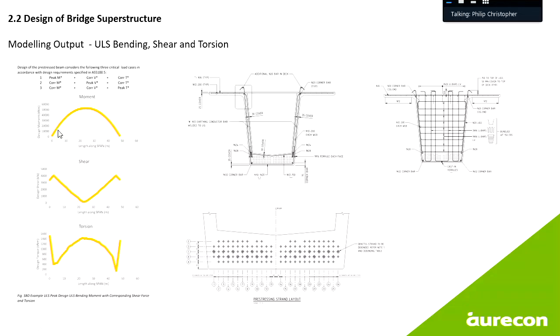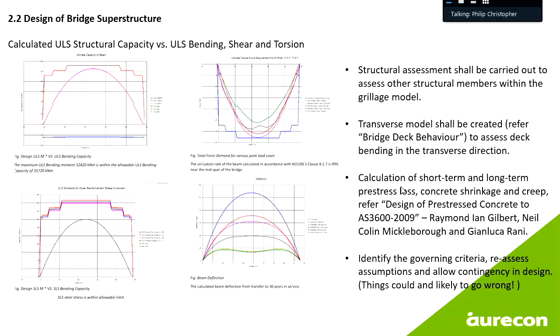Based on the bending moment, you will then be able to determine the number of strands required in your tension flange, and then you will be able to size the shear reinforcement and the thickness of your web based on the design maximum shear that you have. So this is an example of the calculated structural capacity, and you can show that along the entire length of your beam, the bending moment is within the capacity.